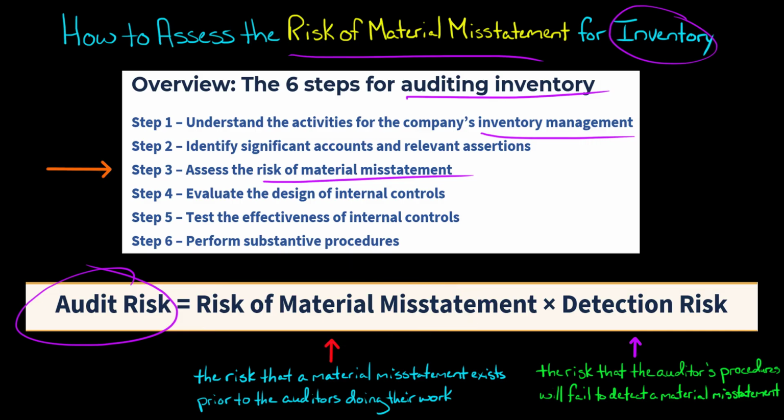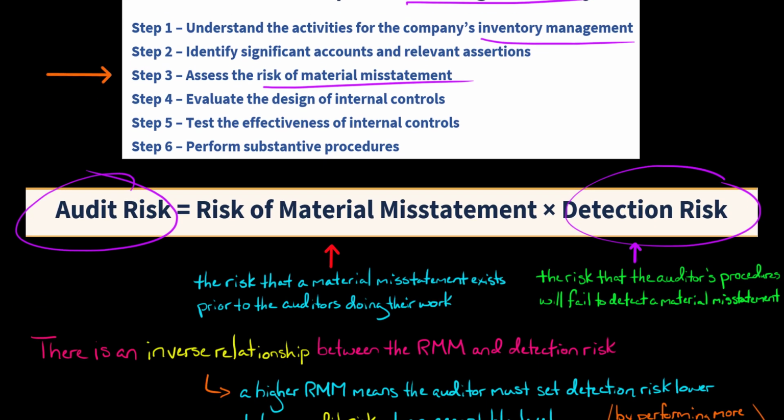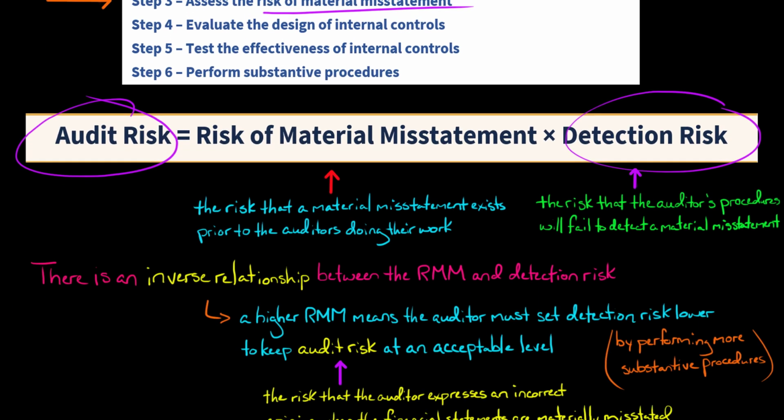Now, the auditor has control over detection risk. That's determined by the extent of the different tests that they do during the substantive procedures. But the risk of material misstatement is not under the auditor's control. So they control detection risk, they don't control the risk of material misstatement. So there's an inverse relationship between the risk of material misstatement and detection risk.